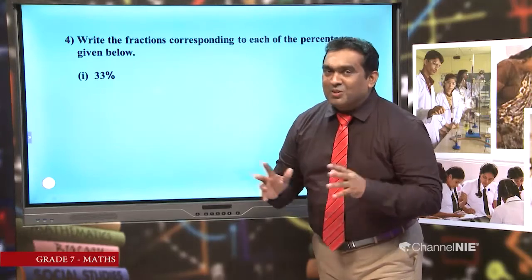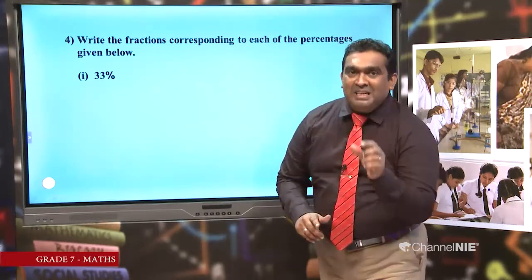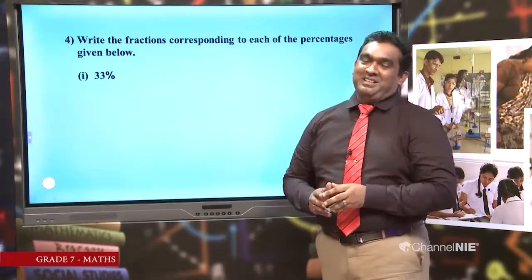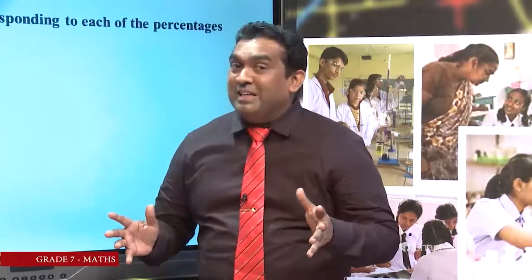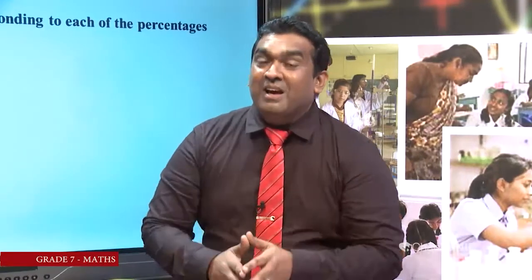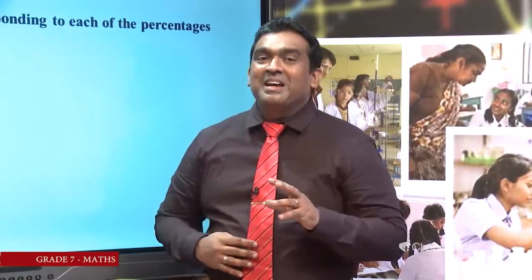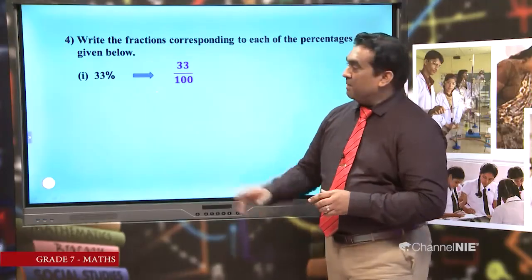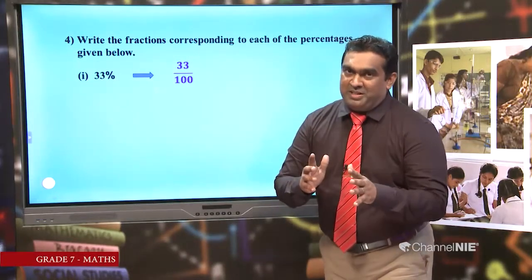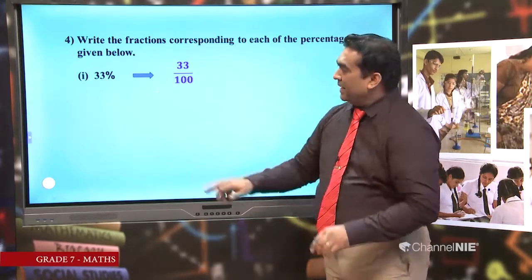33%. As I told you, my kids, you know that this percentage sign means divide the given number by 100. What is the given number here? 33%. Therefore, you divide 33 by 100. 33 by 100. Right? Percentage should be converted into a fraction. Percentage form, fractional form.